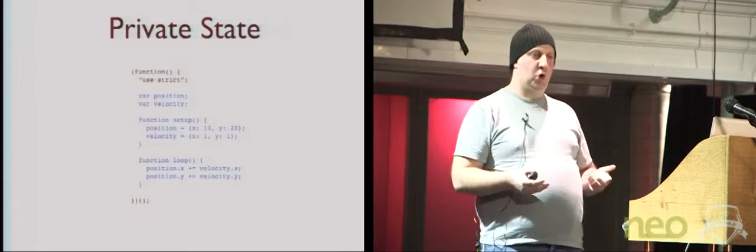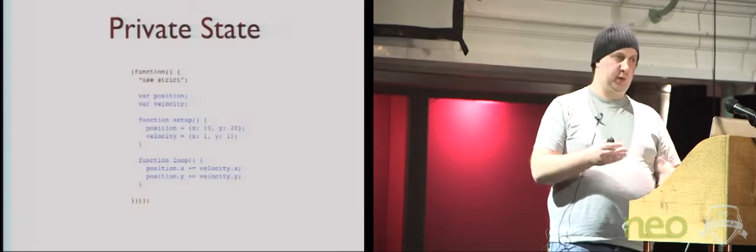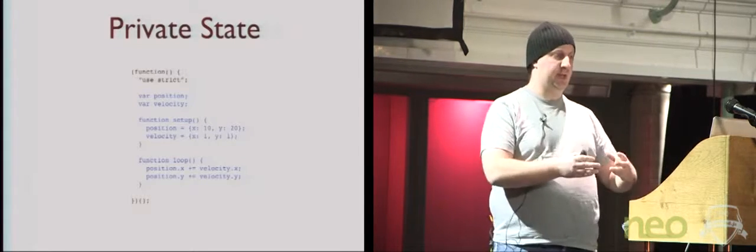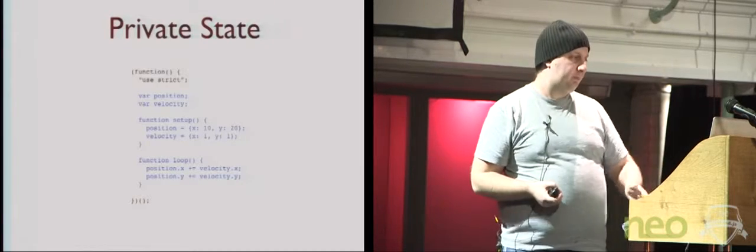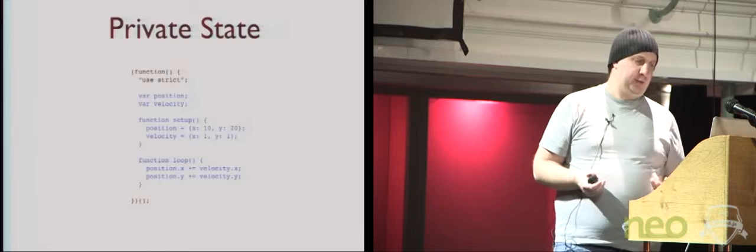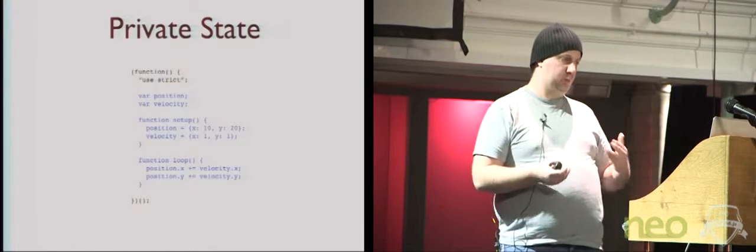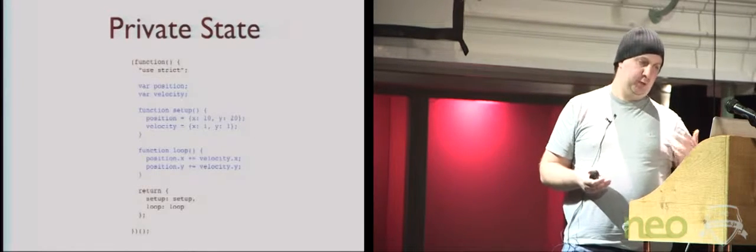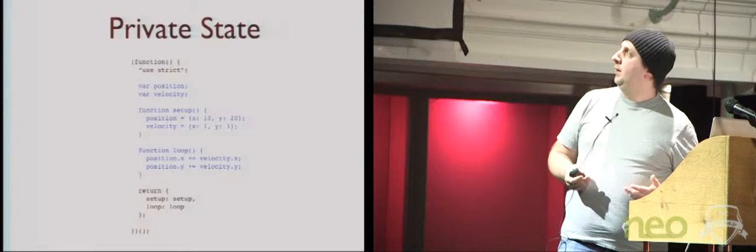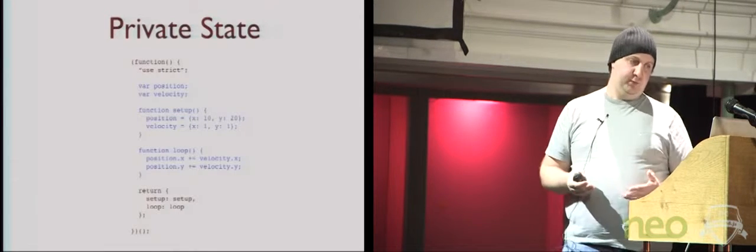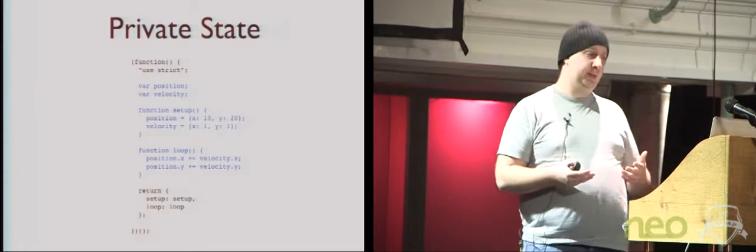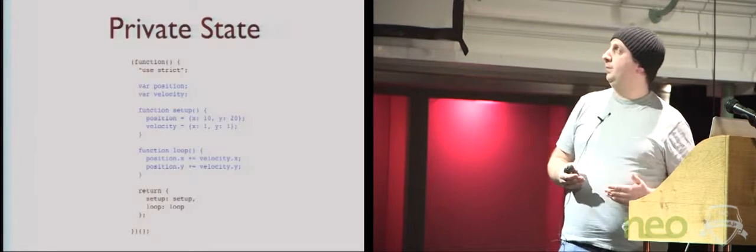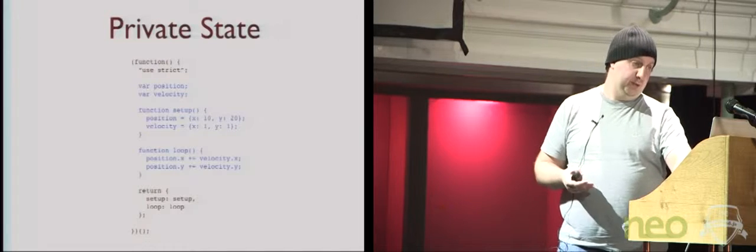Somehow we need to be able to call these functions, setup and loop, in order for the machinery that's driving our game, our simulation or whatever, to make something happen. So the solution for that is kind of straightforward as well. We inject a return at the end of this anonymous function that gives us back references to the things we're interested in. So we can carry on calling setup and loop as much as we like without any knowledge of what's going on within the closure.